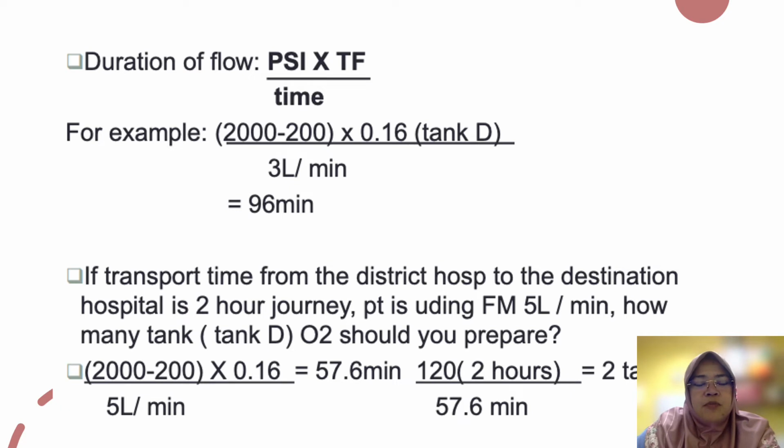So if the transport time from the district hospital to the destination hospital is about a 2-hour journey, and the patient is using a face mask at 5 liters per minute, how many tank D oxygen should be prepared? From this formula, we see 2000 minus 200 PSI times 0.16 divided by 5 liters per minute equals 57.6 minutes. So for a 2-hour duration, which is about 120 minutes, we divide by 57.6 minutes and we estimate the tanks needed is 2.